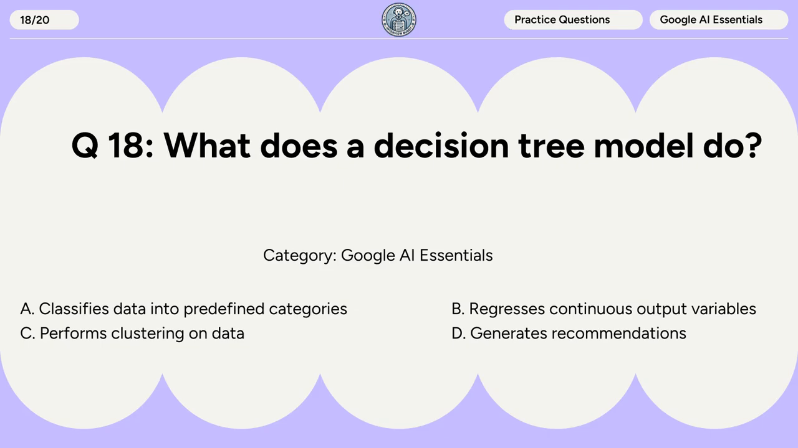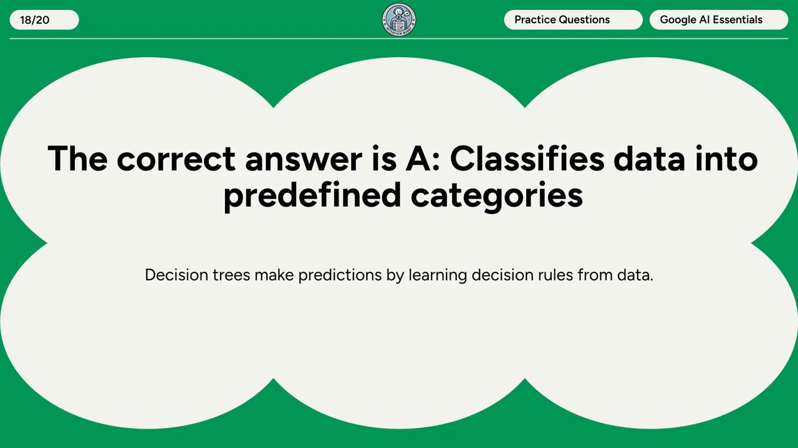Question 18. What does a decision tree model do? A. Classifies data into predefined categories. B. Regresses continuous output variables. C. Performs clustering on data. D. Generates recommendations. The correct answer is A. Classifies data into predefined categories. Decision trees make predictions by learning decision rules from data.